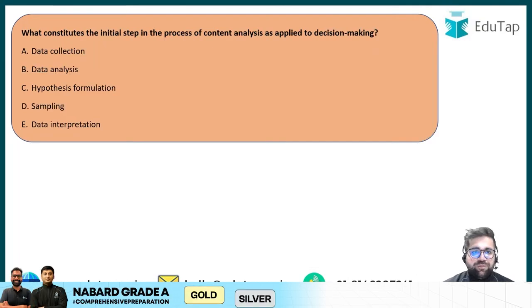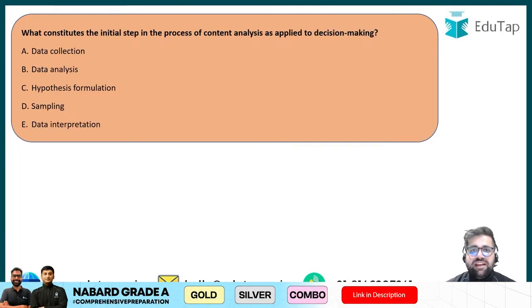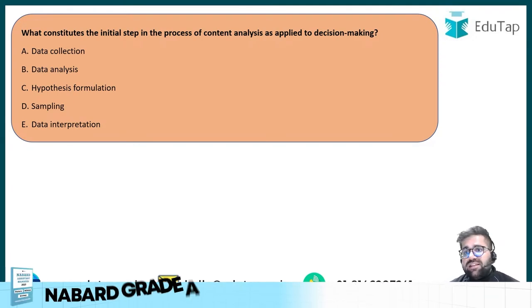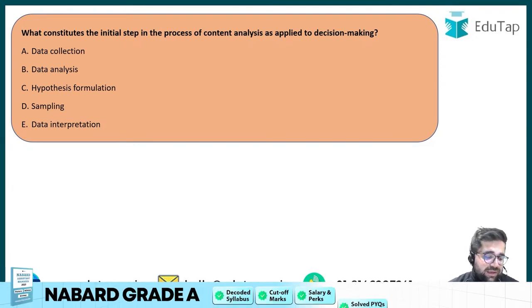Next question. What constitutes an initial step in the process of content analysis as applied to decision making? A very easy question, I think. I hope maximum of you will give the right answer.